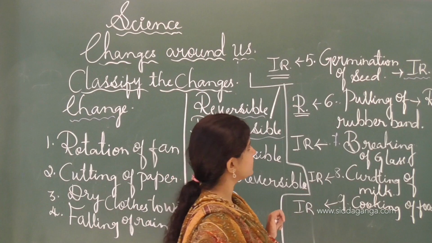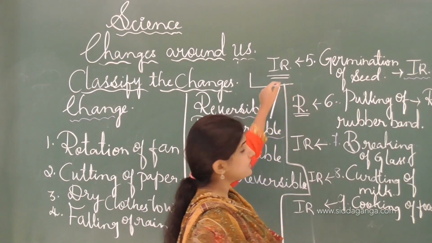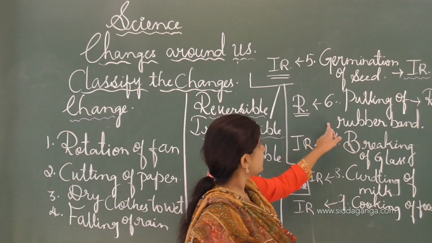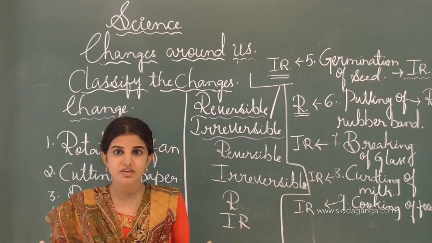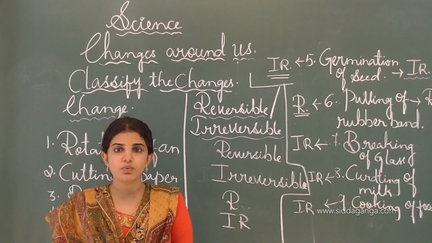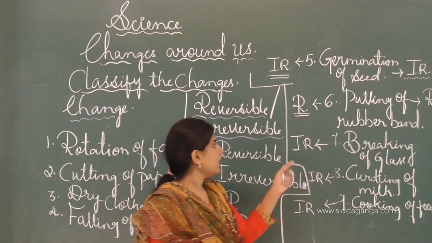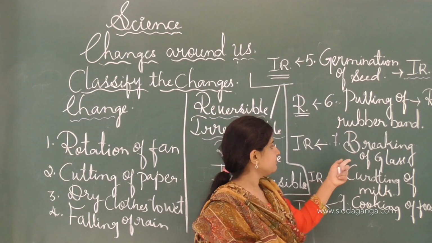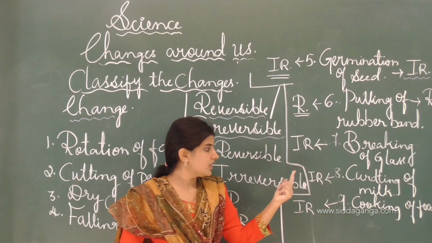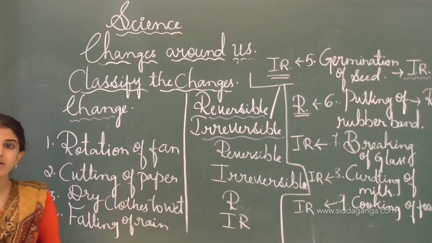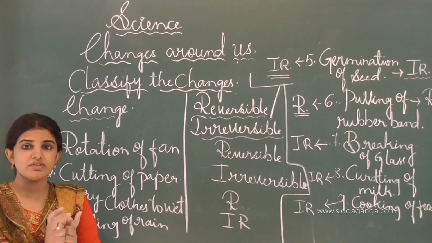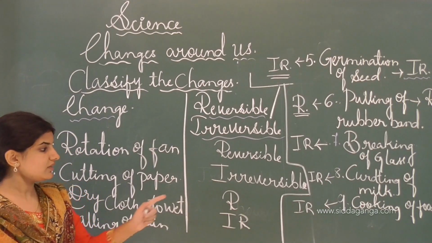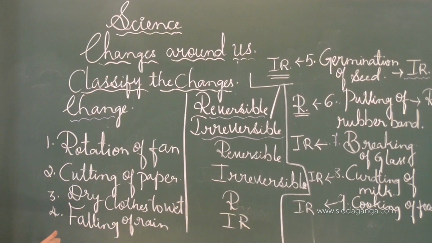Next, the germination of seed is also an irreversible change. IR means irreversible change. And the pulling of the rubber band is a reversible change, where if we remove the stretching from the rubber band, it will come back to the original size and original position, and this is an example of a reversible change. And the breaking of glass is also an irreversible change. Curdling of the milk and the cooking of the food, where while cooking the food a chemical reaction takes place, and so changes occur, and that change we call an irreversible change. See, these are all the examples for the reversible change as well as the irreversible change.